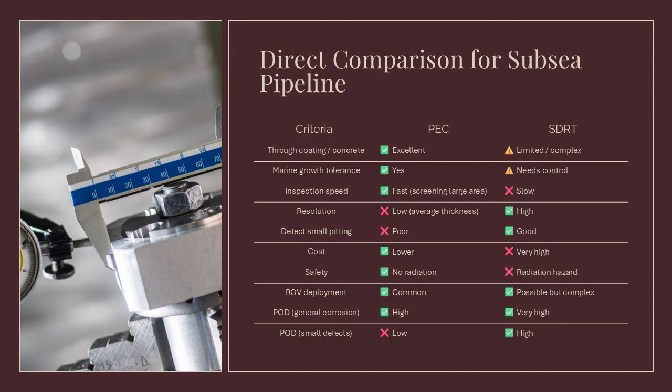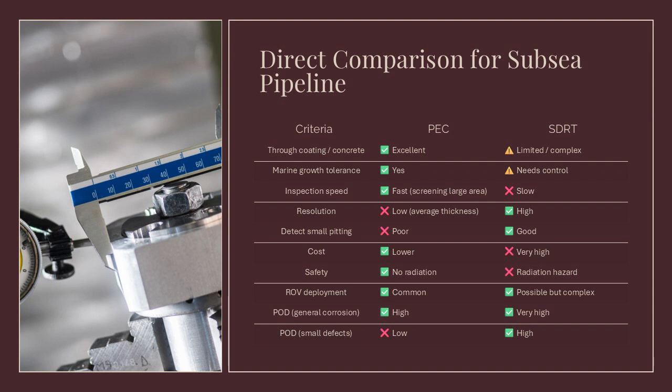Marine growth tolerance. PEC is highly tolerant to marine growth, meaning minimal cleaning is required before inspection. SDRT, however, needs surface preparation and cleaning to ensure accurate results. Inspection speed. PEC offers fast screening capability, making it ideal for covering large areas efficiently. SDRT is slower due to the detailed scanning process and operational constraints.